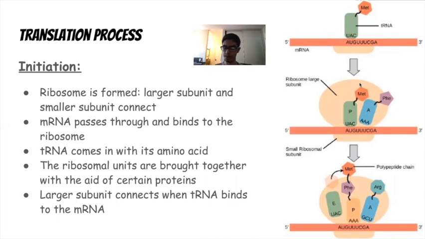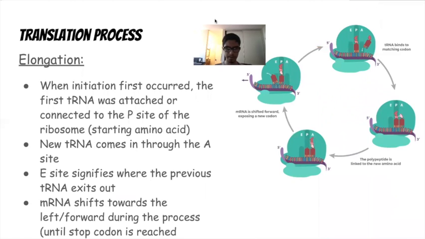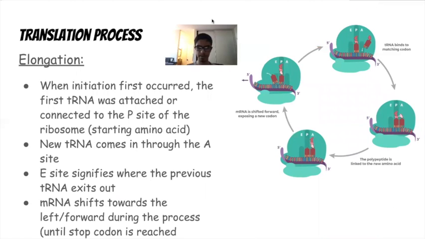Then we have the larger subunit coming in and binding to the very first tRNA at the P site. That is the P site of the ribosome, just in case you're wondering. And we'll get into that right now. So now let's consider elongation. That is where the polypeptide chain is growing, and that's where new tRNA is coming in.